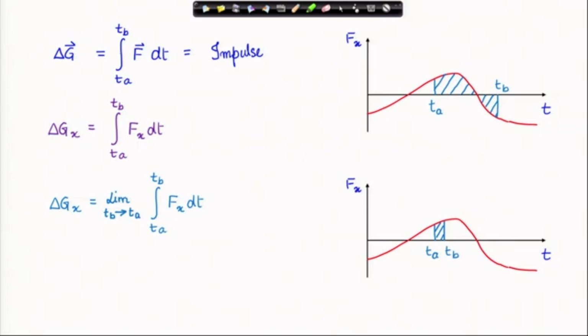Now, what happens when T B tends to T A? Limit T B tends to T A of this integral, for the force shown, what happens? This area goes to 0. As T B tends to T A, the area goes to 0, therefore, the impulse goes to 0. Therefore, as T B tends to T A, there is no change in momentum in the x direction.